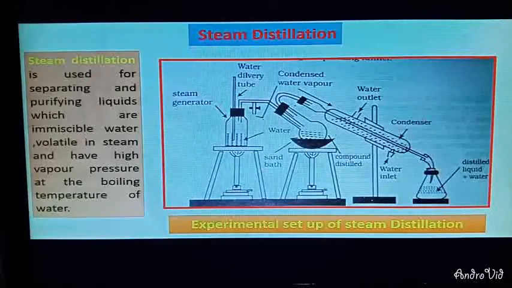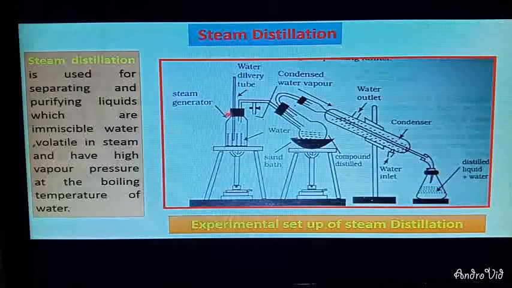So this is basically the experimental setup of steam distillation. You have seen this is the steam generator, a very important apparatus of the steam distillation process. From here steam will go into this container, where the compound, the liquid substance that needs to be distilled, is present. So from this steam generator, steam will be passed through this distillation flask where the liquid substances that need to be distilled are present.